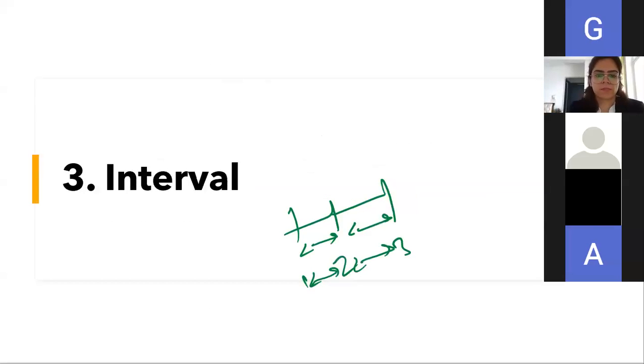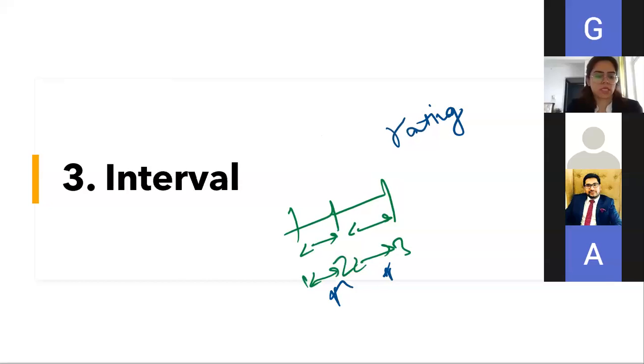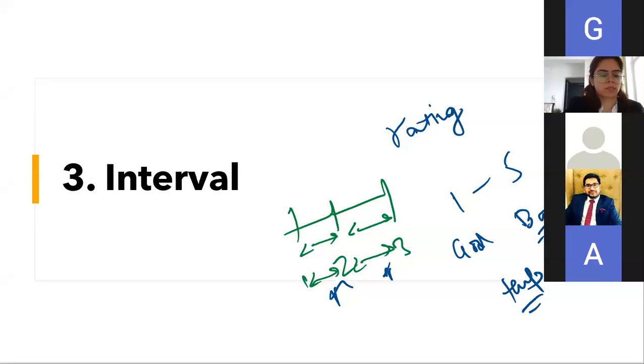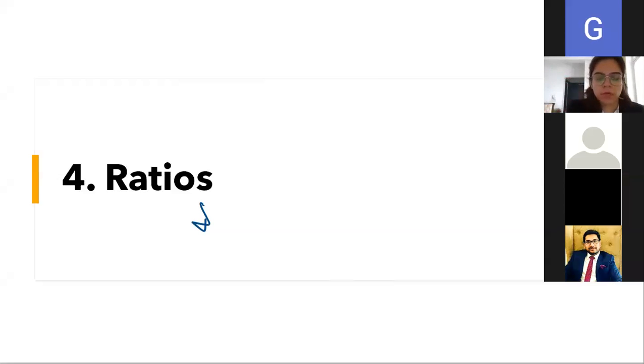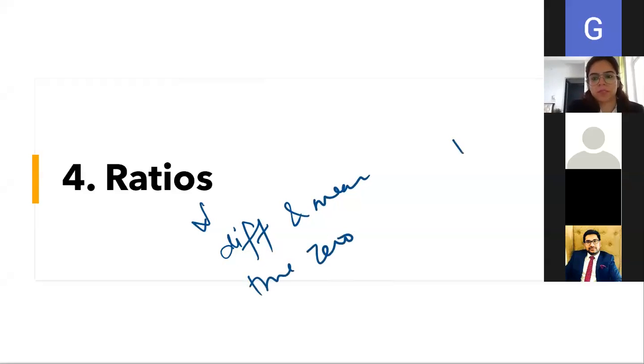What is interval? Interval is like rating, with equal intervals, equal differences, right? Can you tell me any example for interval scale? Ma'am, like from numbers 1 to 5, from good to bad, like satisfactory, very satisfactory. Temperature. Yes, temperature. So we discussed interval scale, and the last one is ratio. So what is ratio? The differences are meaningful in ratio, and it has a true zero. For example, income.